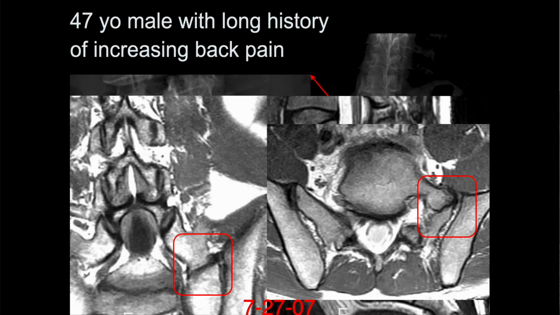So this is typical, and this is on 7/27/07. This was not described in the radiology report. They just said some degenerative disease at 4-5 and 5-1.